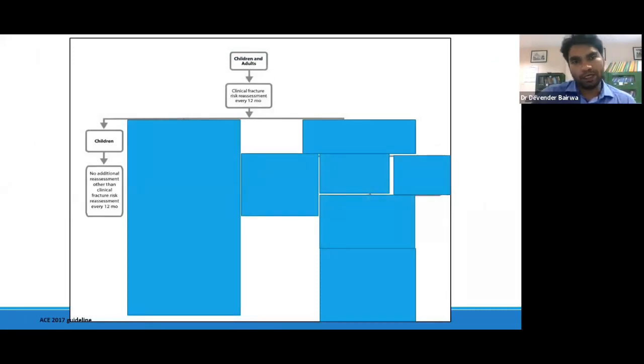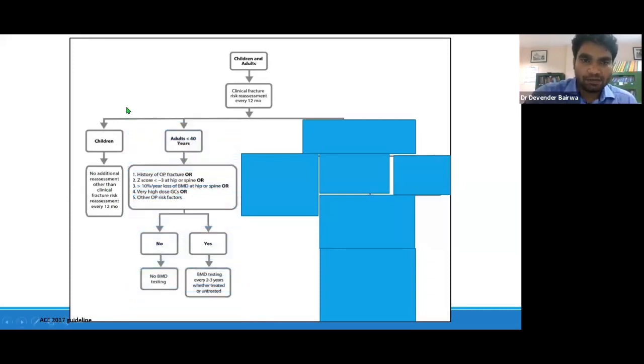So this flow diagram is from that guideline only. Let's say you are seeing children and adults who are taking steroids, and you want to see them for the presence of steroid-induced osteoporosis. They are telling that you have to clinically reassess this patient every 12 months, that means 1 year. In the case of children, remember, we are using Z score, not T score. In children, there is no additional reassessment other than clinical fracture risk reassessment every 12 months. So that you do, no imaging.